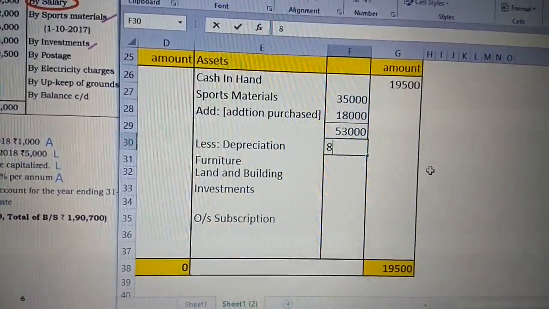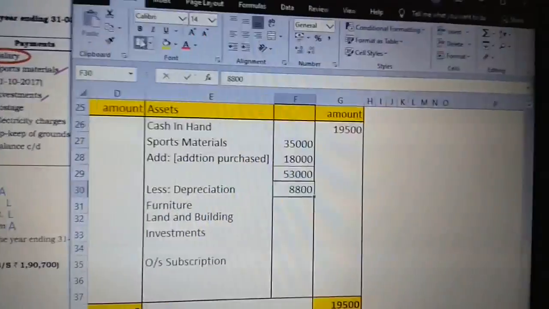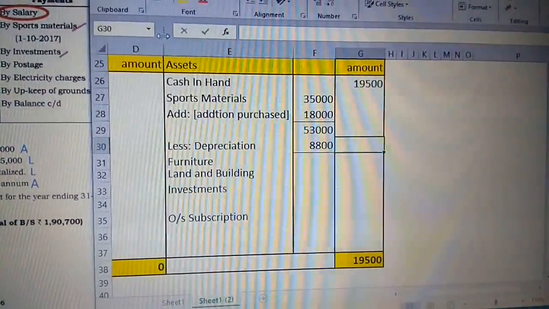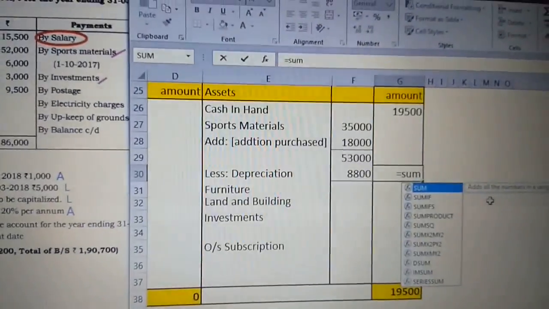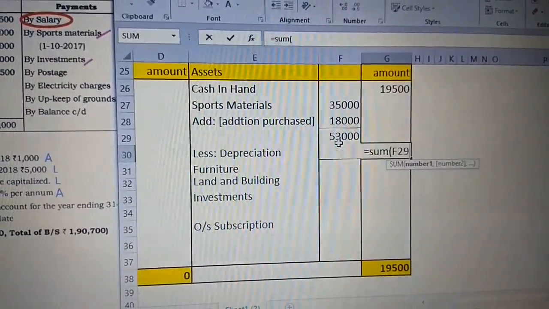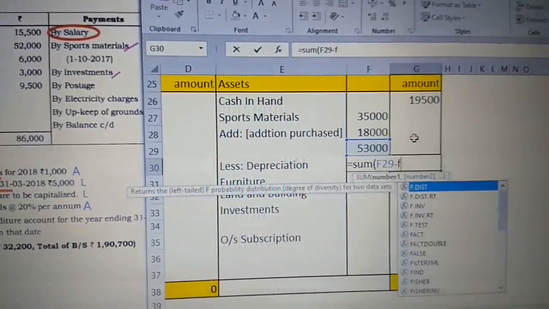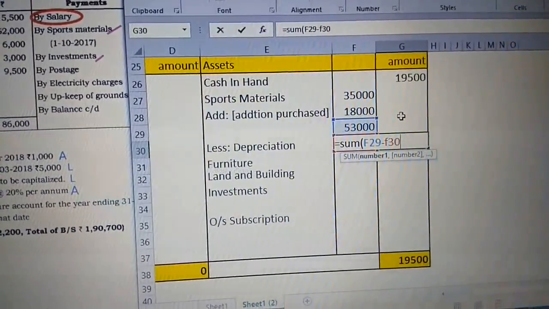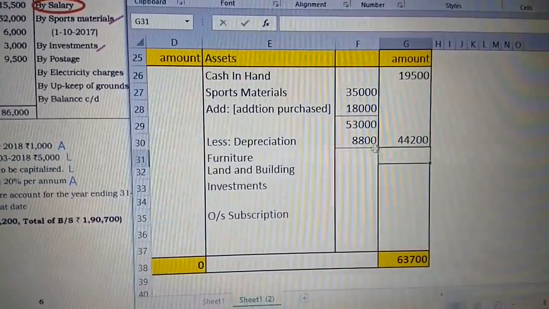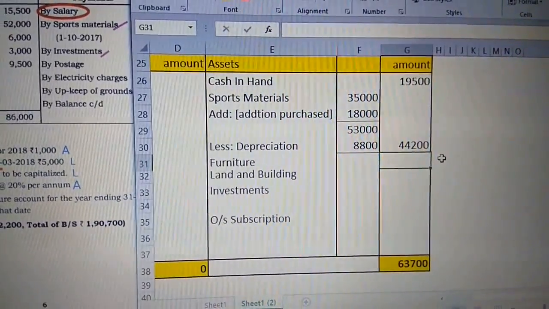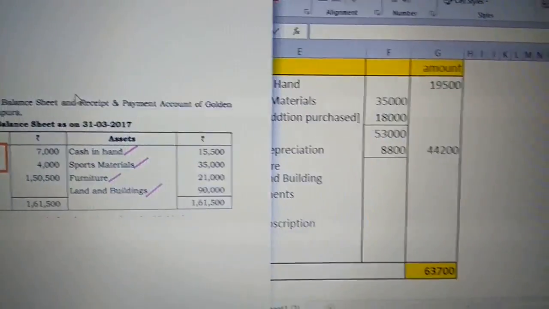So it is going to be 8,800. So when we minus this, what is the amount we get? This is what we are going to take now. So you get 44,200. 53,000 minus 8,800 gives 44,200.